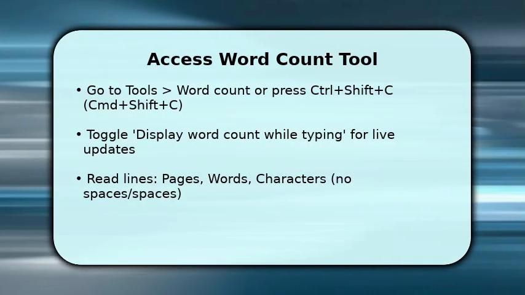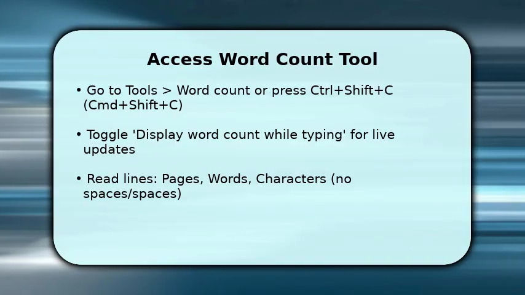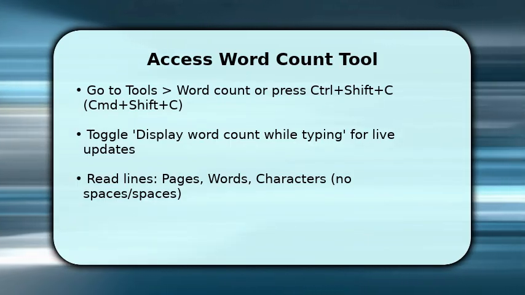Next, open the word count panel by choosing Tools then Word Count, or use the shortcut Ctrl+Shift+C, CMD+Shift+C on Mac to move faster. The dialog shows pages, words, and character counts both with and without spaces. This explains how Google counts differently than other apps.